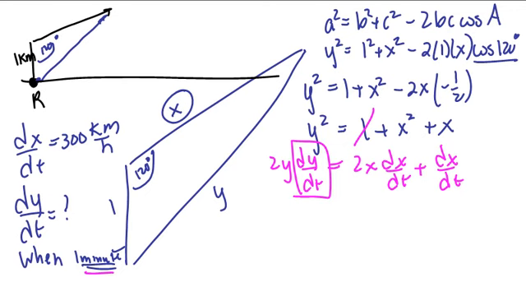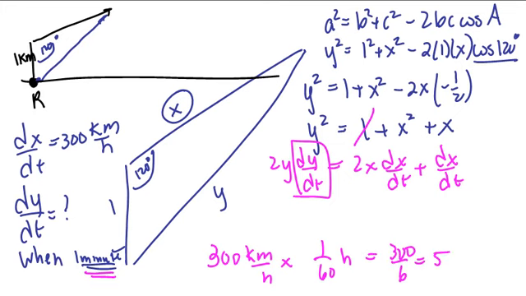So in the specific instant that we're talking about, 1 minute has elapsed. How far has the plane gone in 1 minute? So 300 kilometers an hour times the time it has taken. And we've got to keep the units the same. So 1 minute is 1/60th of an hour. So that means that it's 300 over 60, which is 5. It's gone 5 kilometers. So x is 5 kilometers at the instant we're looking at.